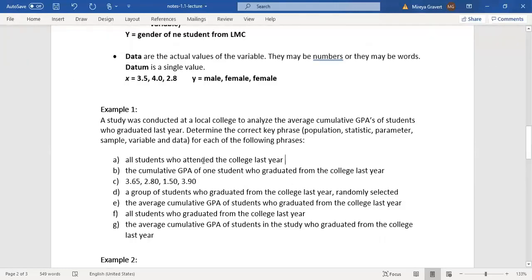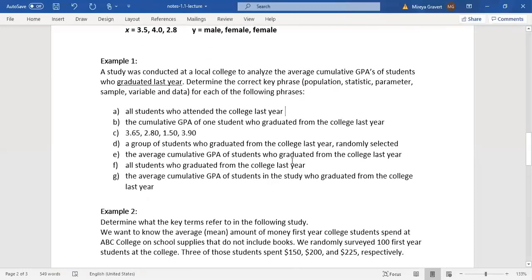All students who attended the college last year. So it looks like this possibly could be our population. So let's go back up and see, what are we studying? We're going to conduct a study on the average GPA of students who graduated last year. So we are looking at students who graduated. So if they graduated, let's see, this is all students who attended. So not exactly quite the population. So we'll say that's a maybe. We'll come back to that.